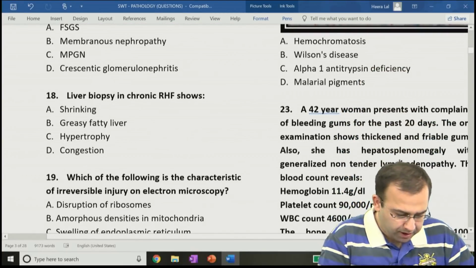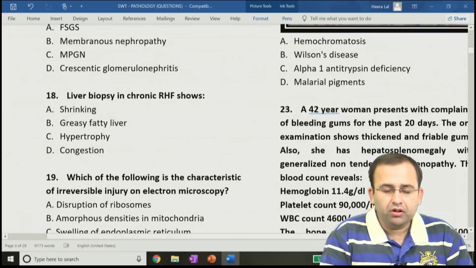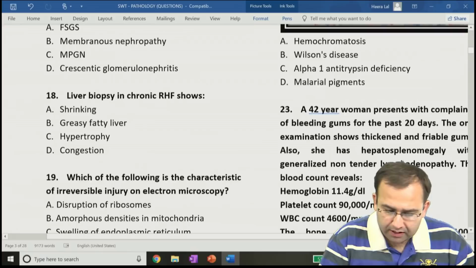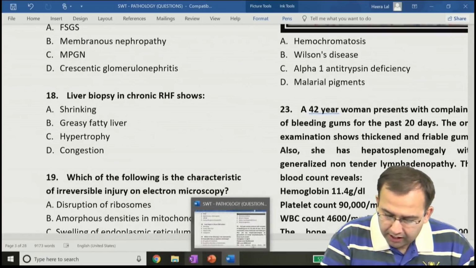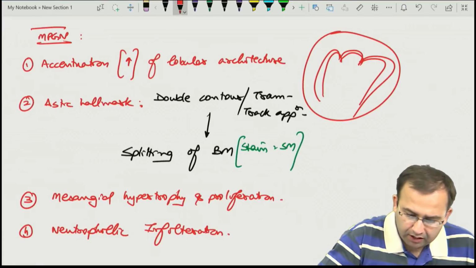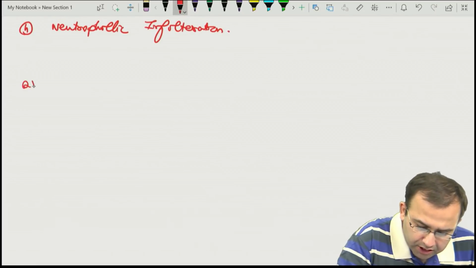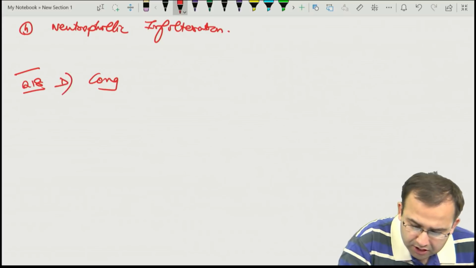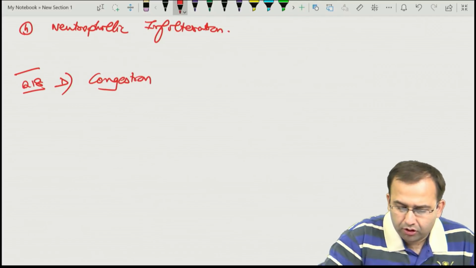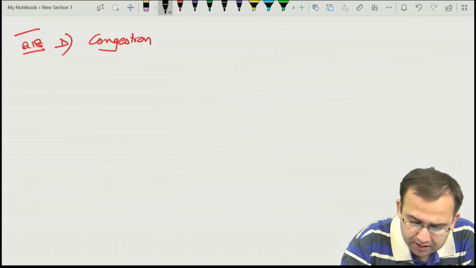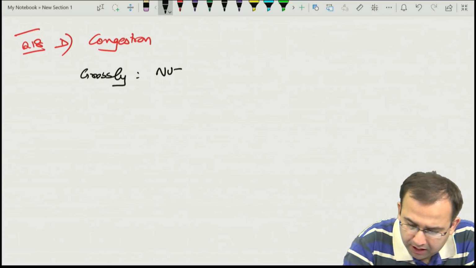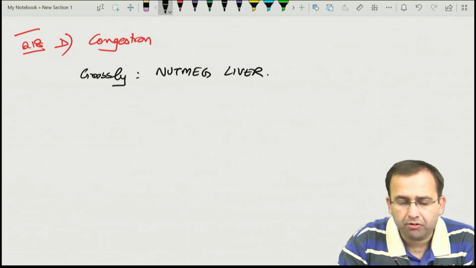Next, question number 18. Liver biopsy in chronic right-sided heart failure shows, the answer is D. Right-sided heart failure shows congestion. Liver biopsy shows congestion, giving it grossly which appearance? Grossly called as nutmeg liver.